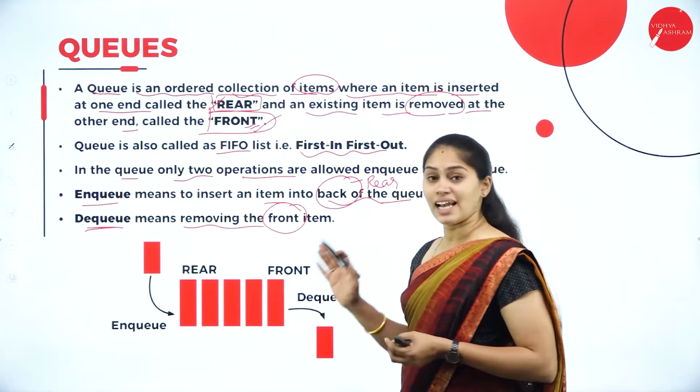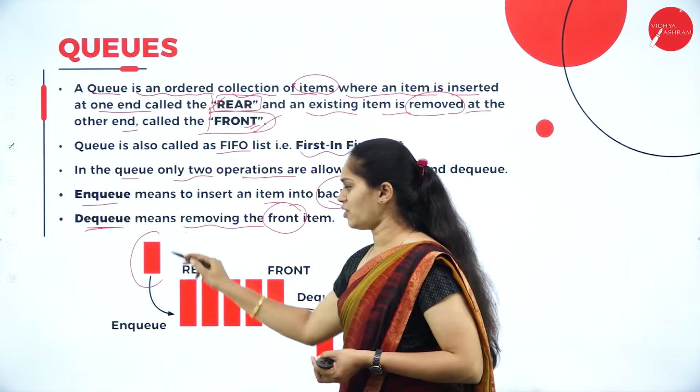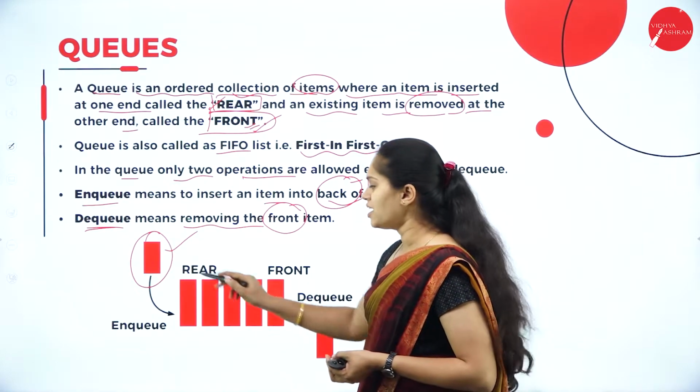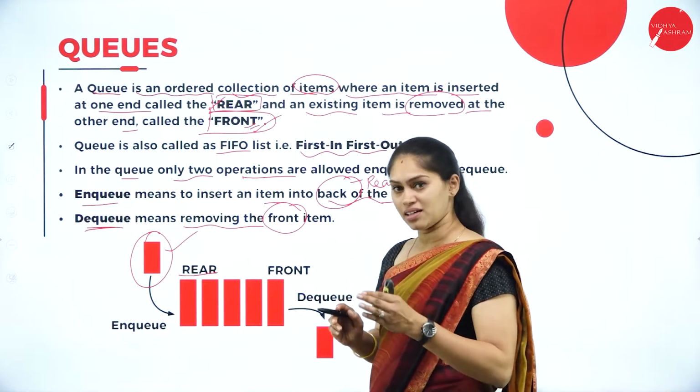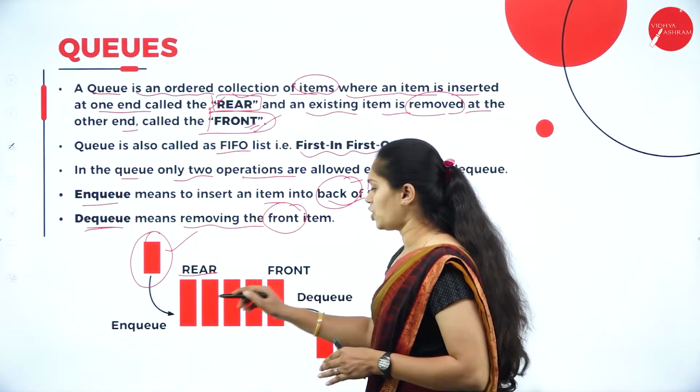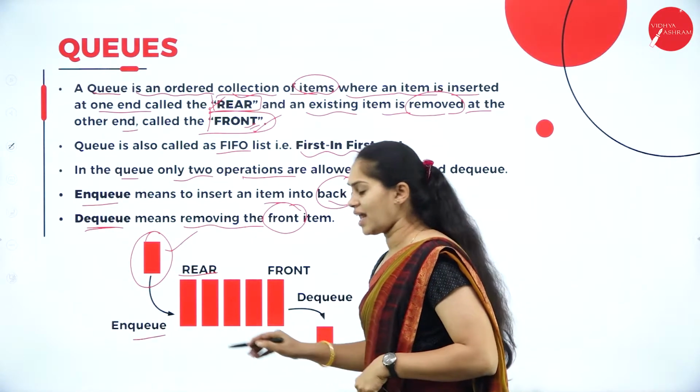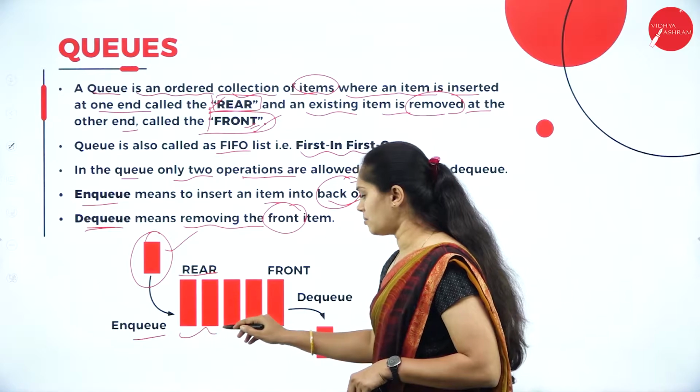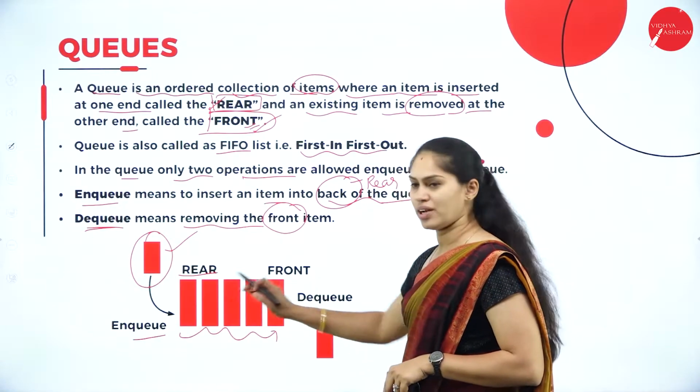These are all the collection of elements, right? If I wanted to insert a new element, that will take place from the rear, that means at the back of a queue. So here we are performing an enqueue operation. It will come here, and at last it will be stored in the last place.